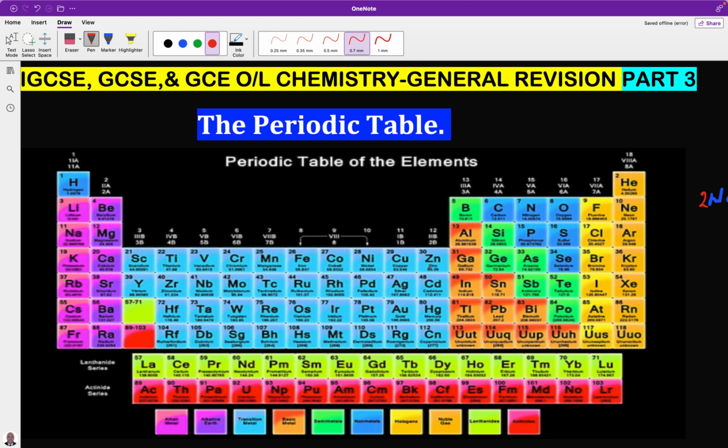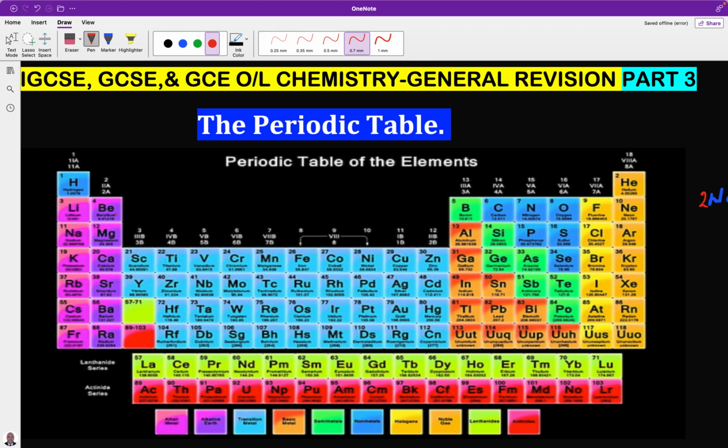That's all about group 1. Now we are on group 2. Group 2, we call them the alkaline earth metals. That is beryllium, magnesium, calcium, strontium, barium, and radium. So all these are what we call the alkaline earth metals.